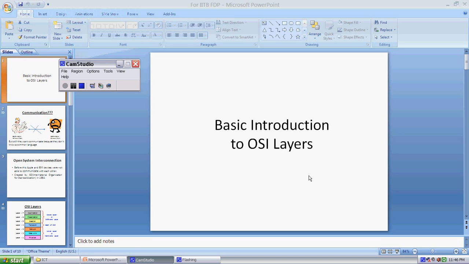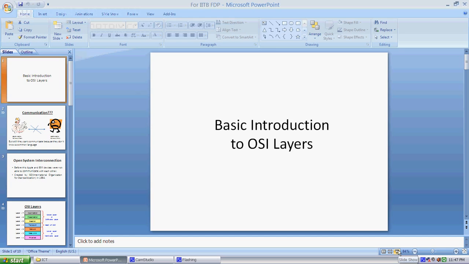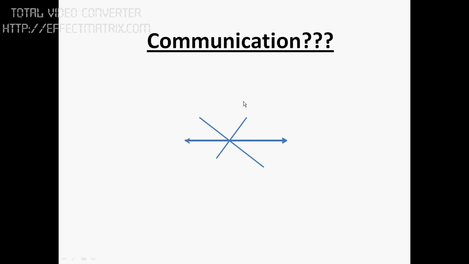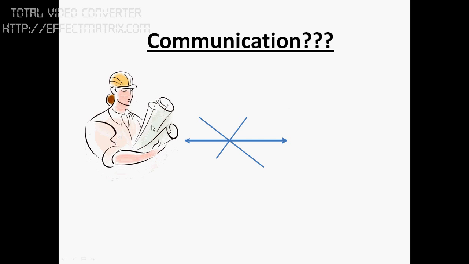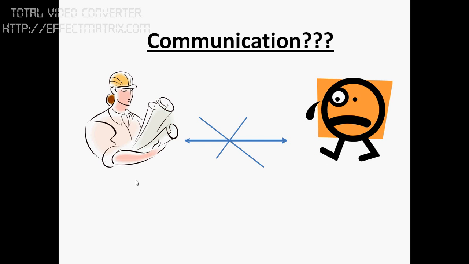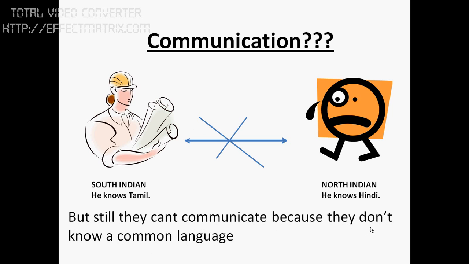Let us try to have a look over a basic introduction to OSI layers. So let us consider a situation. Person A wants to communicate with person B, but person A is South Indian and he knows only the Tamil language, whereas person B is North Indian who knows only Hindi language. Can there be communication possible between A and B? The answer is obviously no, as they don't know a common language. Communication or interaction between A and B is quite impossible without a translator or mediator in between.